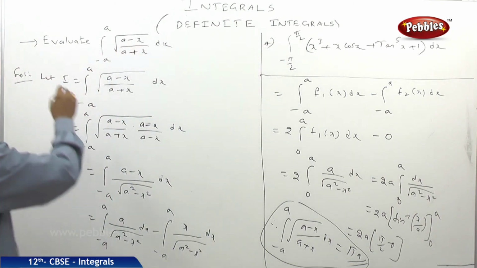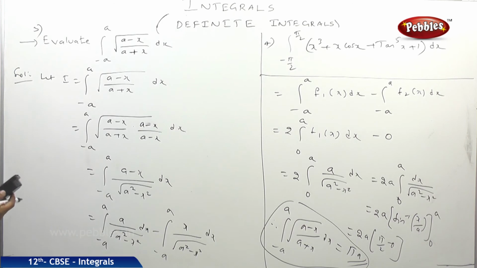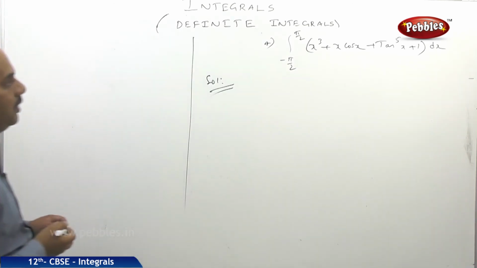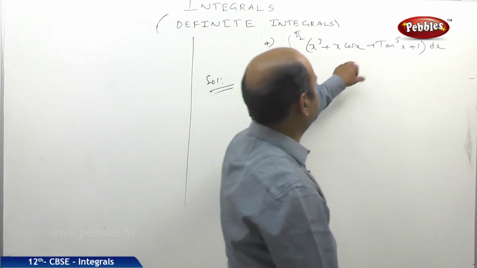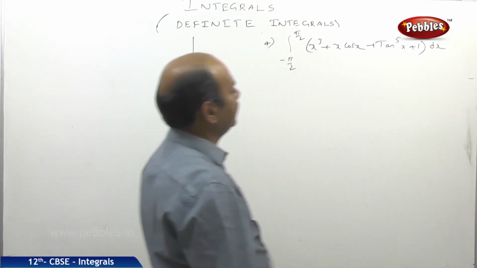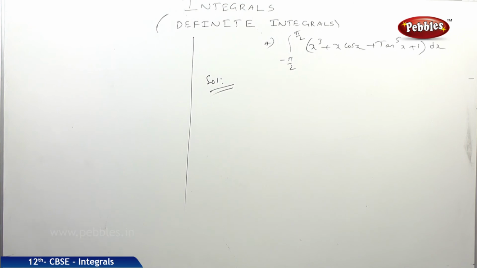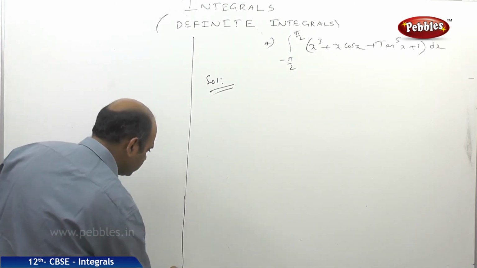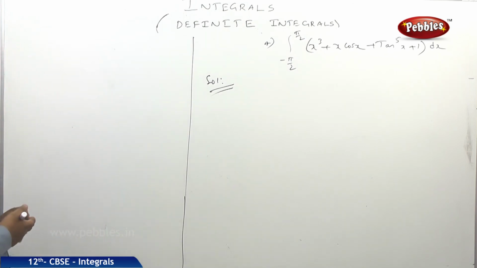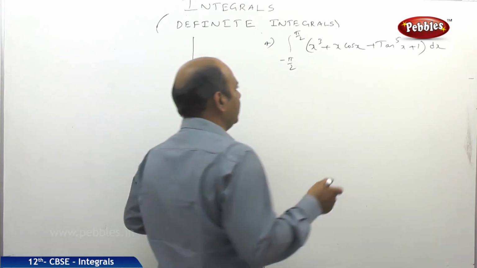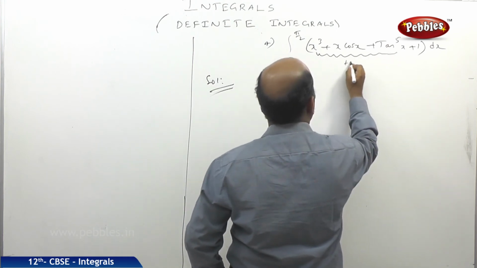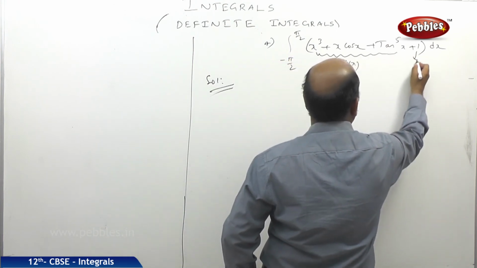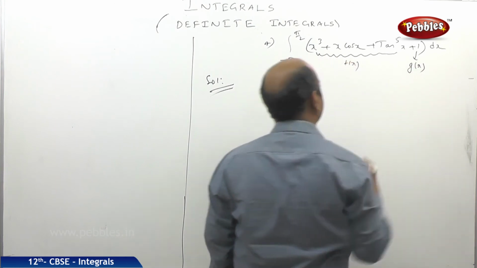You call it, this is the third problem now. I am erasing this problem, right? Integral of minus pi by 2 to pi by 2 x cube plus x cos x plus tan power 5x plus 1 dx. Now how can we do this? If you observe carefully, I will treat this as one function f of x and this particular one as g of x.